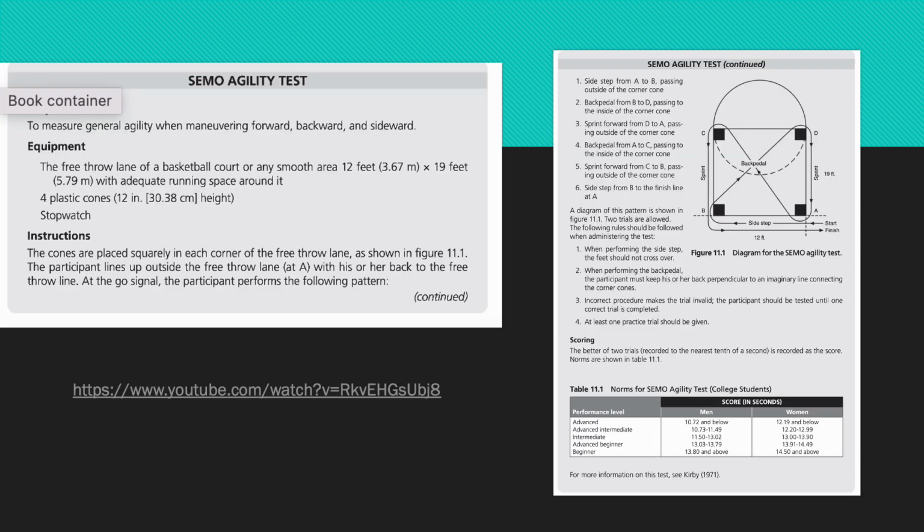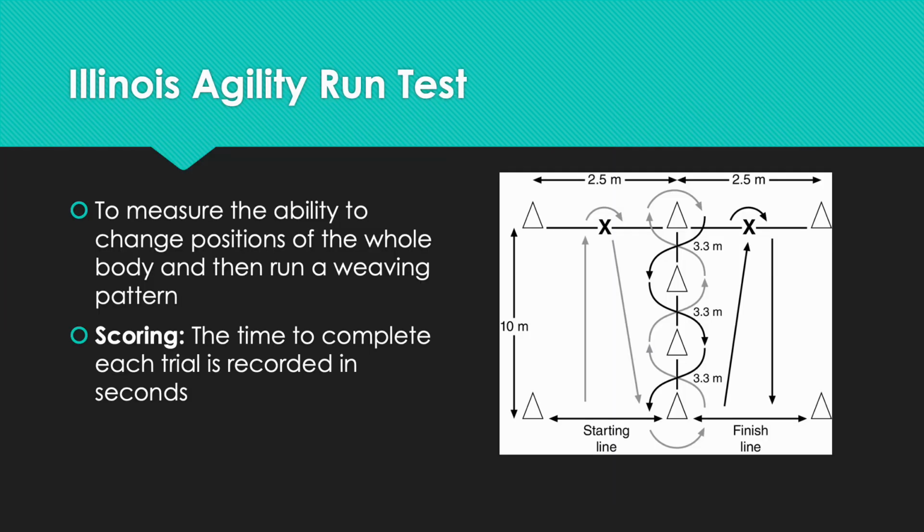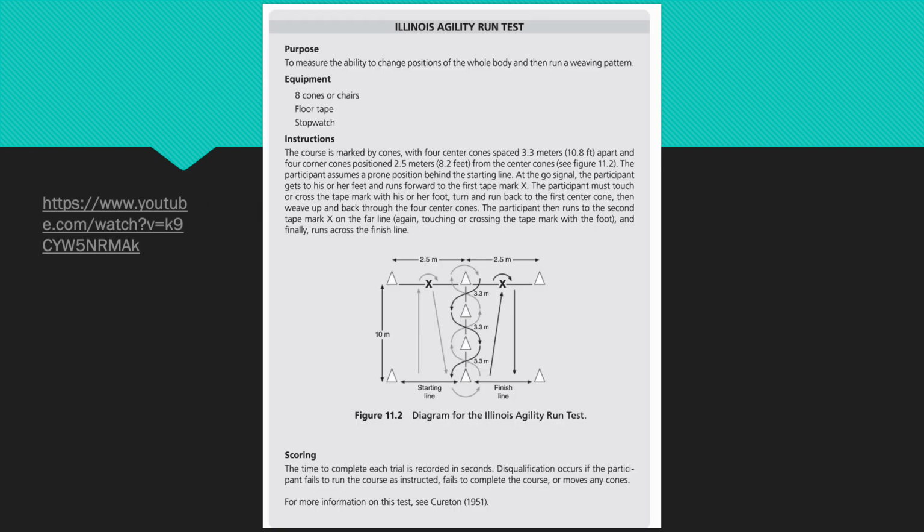Here are the specific instructions in order to utilize this test, as well as the scores in relation to performance level. This is the Illinois agility run test, or it is in figure 11.2 in your textbook. This is another agility test, and it's used to measure the ability to change positions of the whole body and then run a weaving pattern. This one is scored using the time to complete each trial and is recorded in seconds. And the next slide will provide the specific instructions. Here are the instructions for the Illinois agility run test.